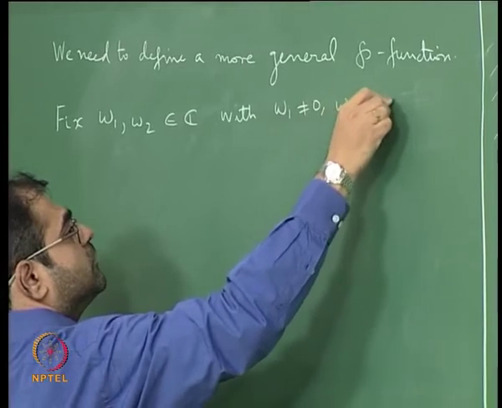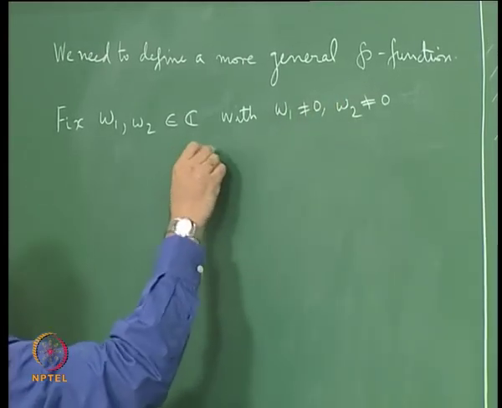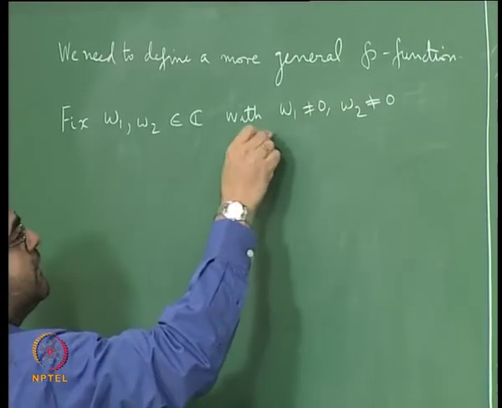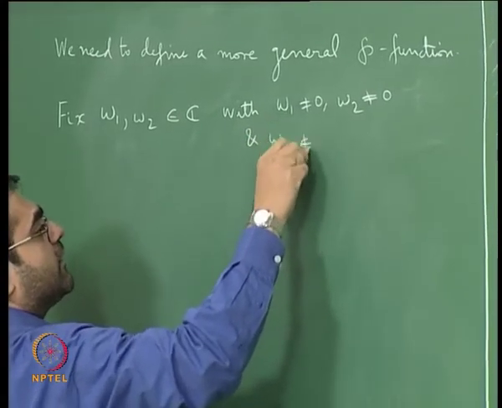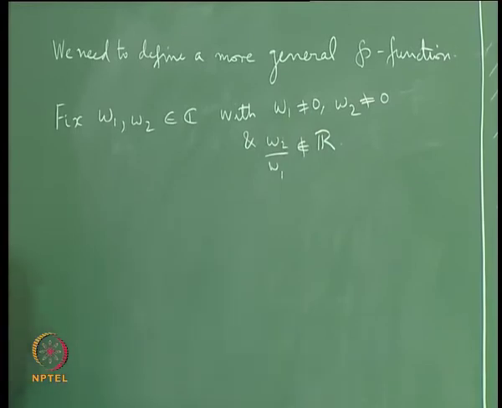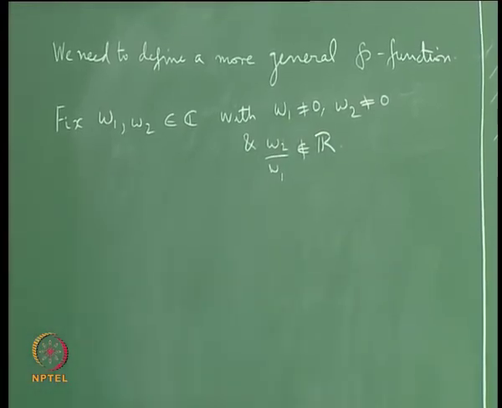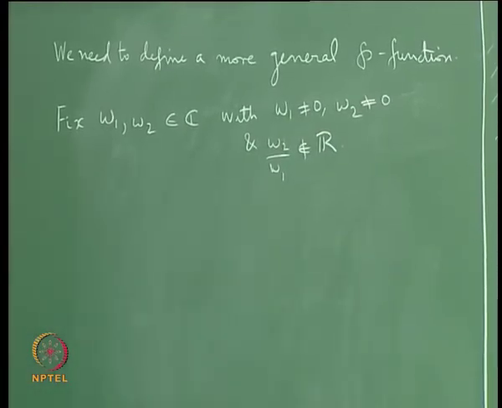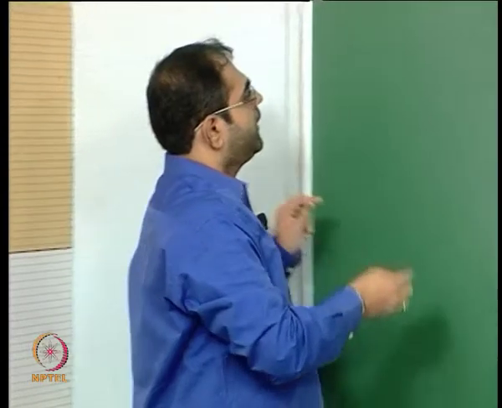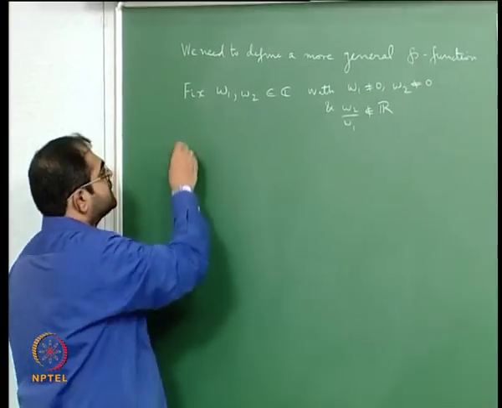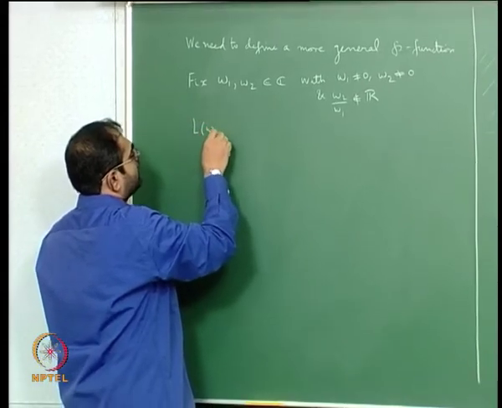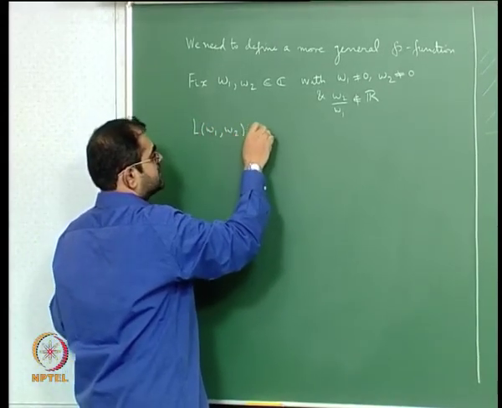Both not 0, and omega, let's say omega 2 by omega 1 is non-real. That is, omega 1 and omega 2 are linearly independent as elements over R, the real numbers. Then associated with this, we will have a lattice. So you get L of omega 1 comma omega 2. This is the lattice.